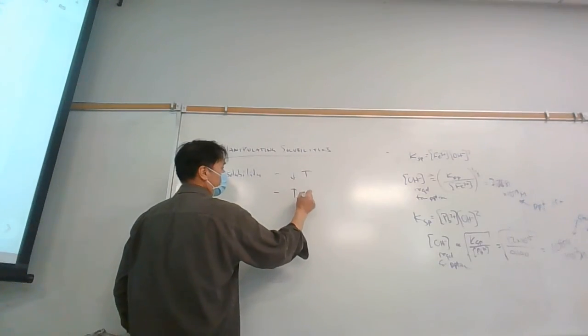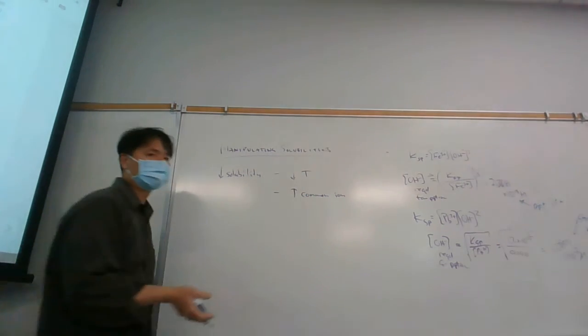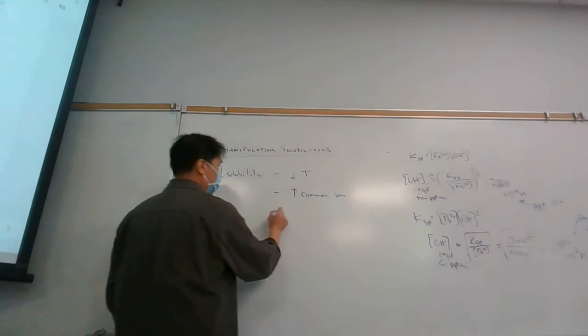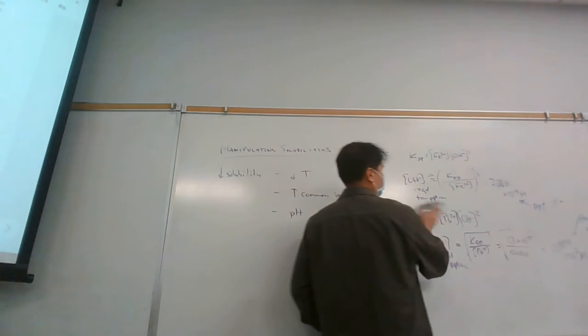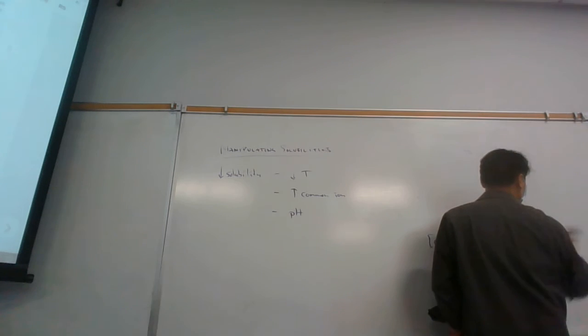So decreasing common ion. Common ion is your precipitating agent. Like in the last example, the common ion would be hydroxide. The more hydroxide you add, the less soluble things become, especially for the iron. Sometimes pH can play a role in this as well. So making it more acidic or more basic can have an impact on solubility.